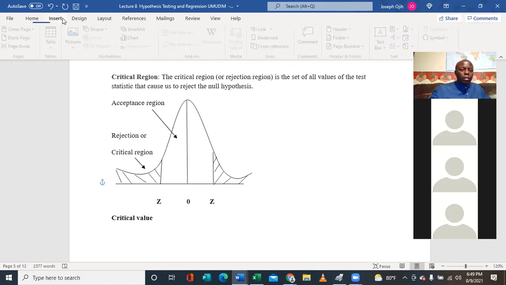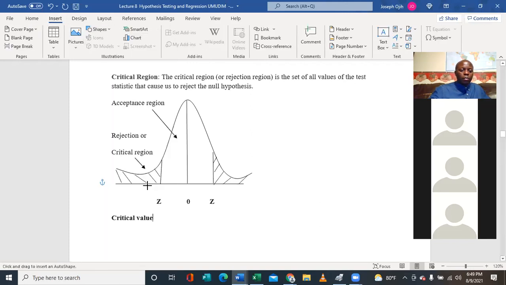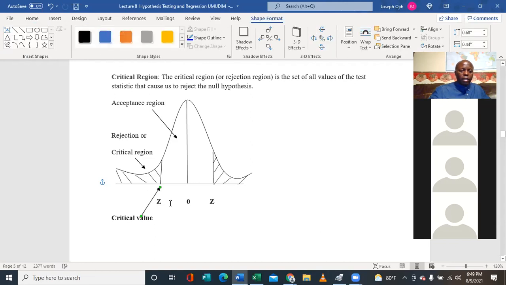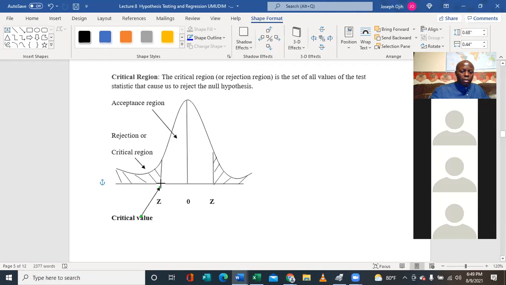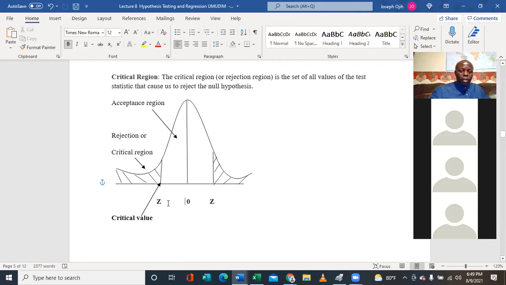Let's say that this Z is equal to 2.3. That means 2.3 is the critical value. Actually negative, because it's on the left side. Anything from here all the way down, you reject.